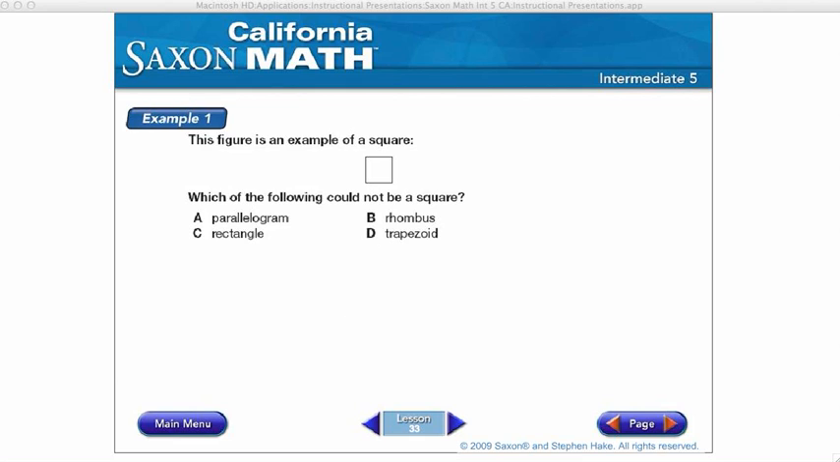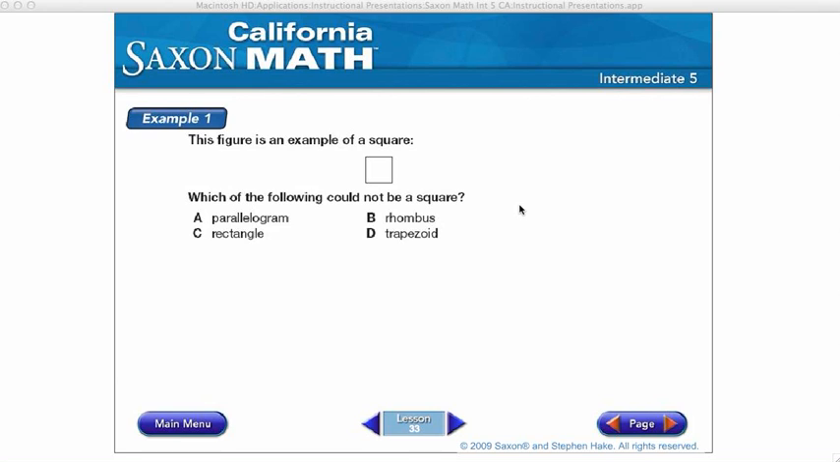D, trapezoid. So besides the fact that it's the only one left, a trapezoid only has 1 pair of parallel sides. Well, a square has 2 pairs, so my answer must be D. A trapezoid cannot be a square.